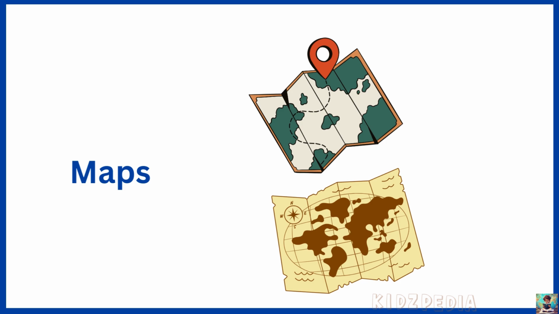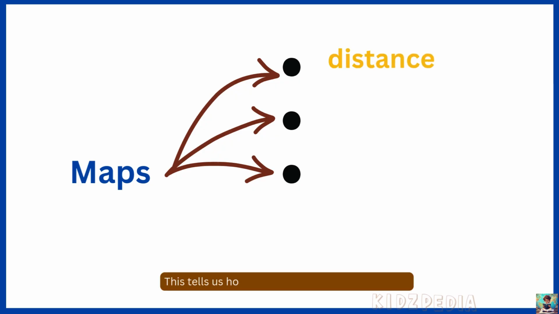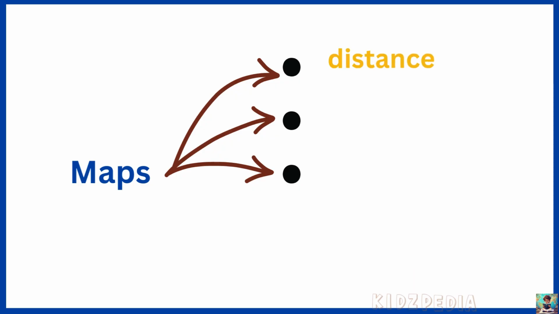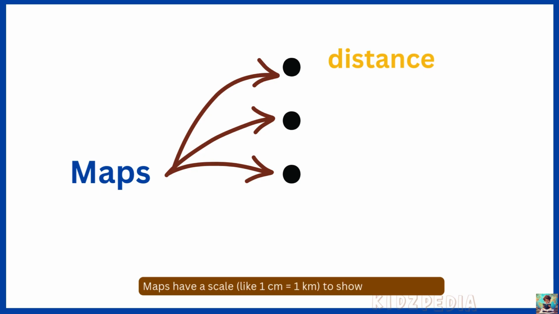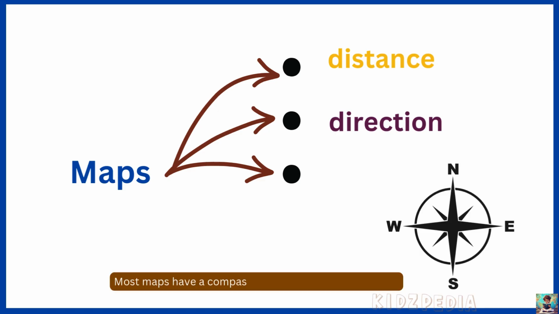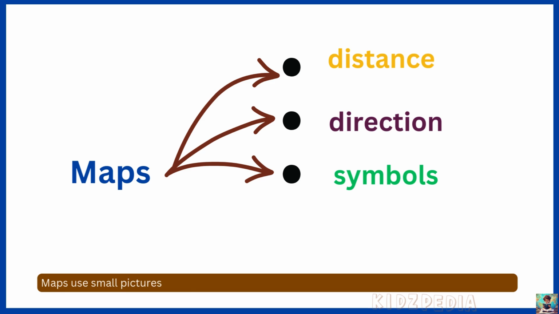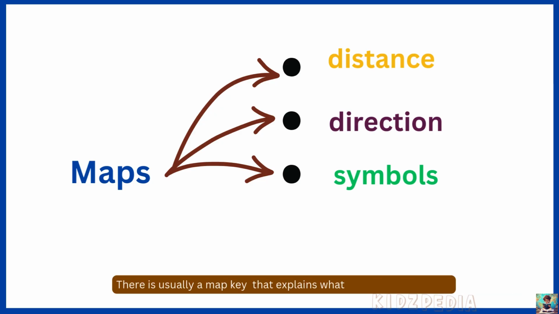To help us understand maps easily, every map has these important parts. Distance, which tells us how far apart places are on the map. Maps have a scale like 1 centimeter equals 1 kilometer to show real distances. Direction, this helps us know which way is north, south, east or west on the map. Most maps have a compass rose or arrow showing north. Symbols. Maps use small pictures or signs to show things like rivers, mountains, cities, roads, and more. There is usually a map key that explains what each symbol means.